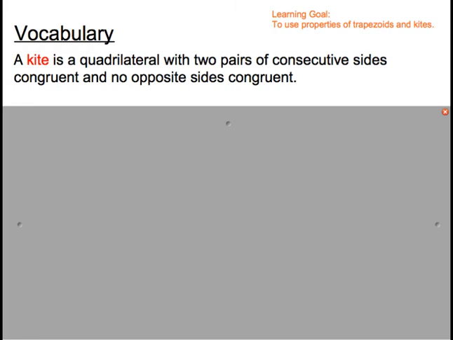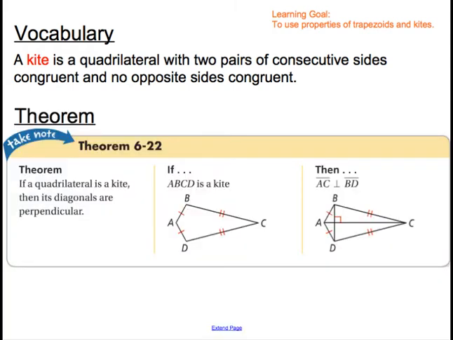And so we get to the definition of a kite. A kite is a quadrilateral with two pairs of consecutive sides that are congruent and no opposite sides congruent. We get to our final theorem of the day. If a quadrilateral is a kite, then its diagonals are perpendicular.